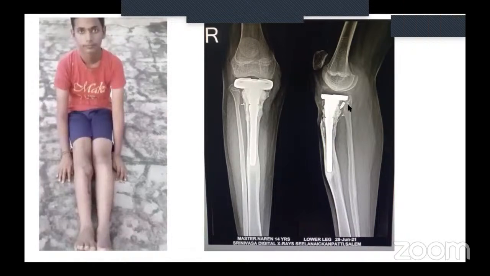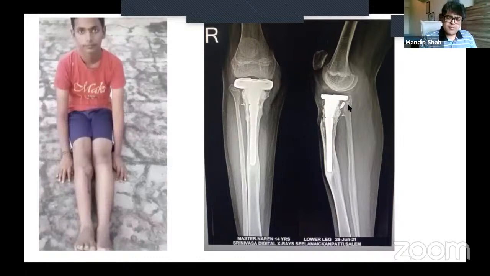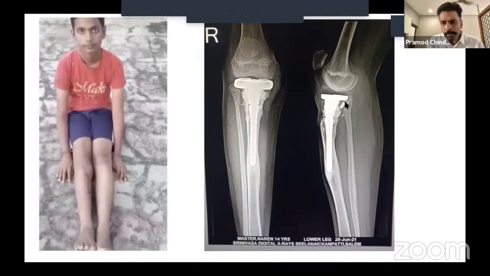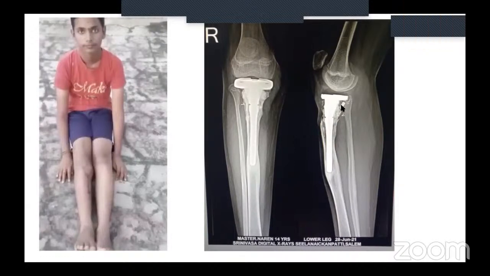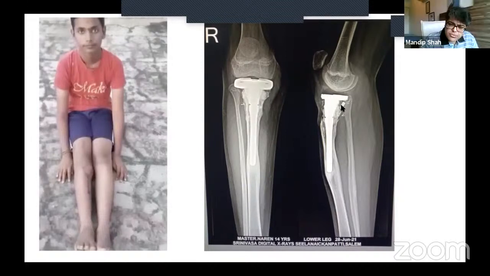Excellent. Pramod, the function is just too good. How did you attach the PCL? Where did you attach the PCL? You can see there is a small screw with the remaining bone. What we have, liquid nitrogen. So that is after you resurfaced the tibia, after that you did the reconstruction of the ligament. Correct, exactly. After the resurface, everything. It's easy.